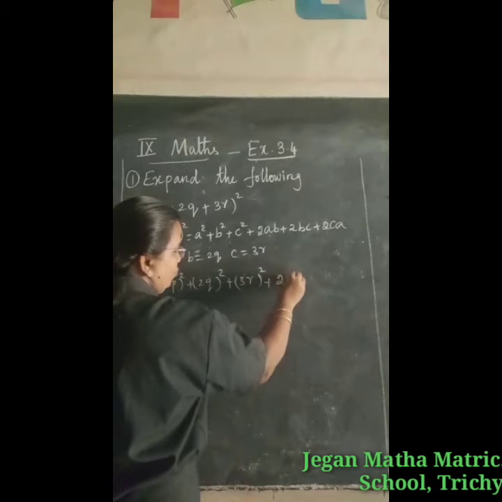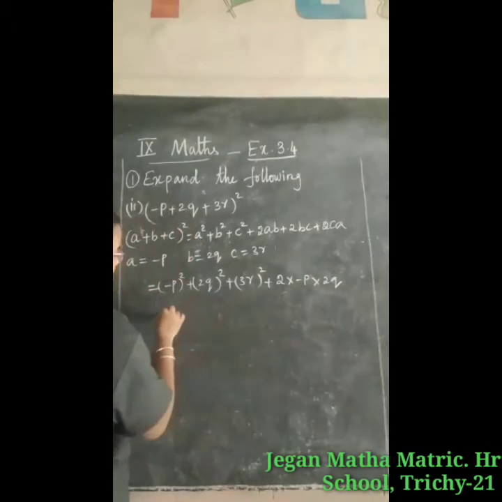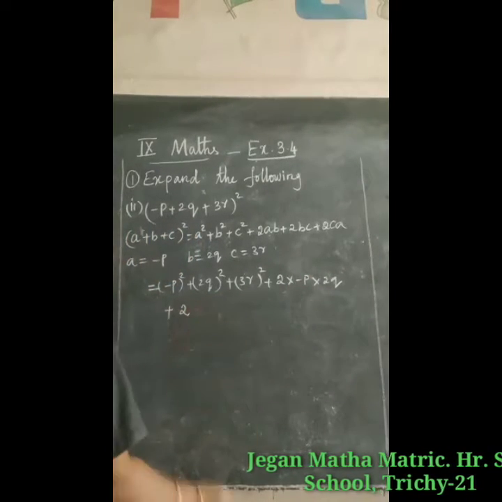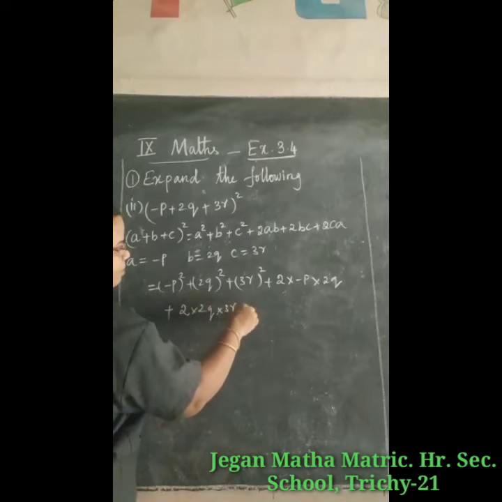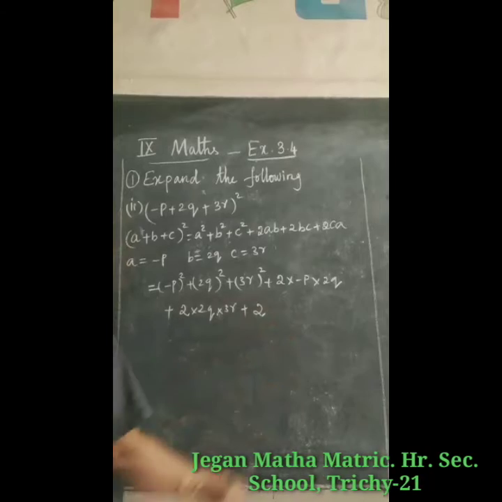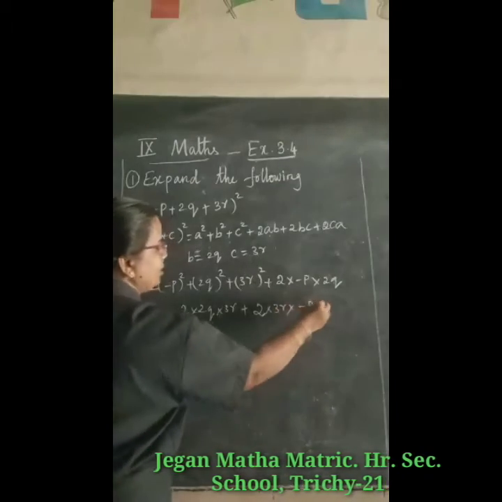2 into minus p into 2q, plus 2 into bc. So into 2q into 3r, plus 2ca. What is c? Into 3r into a is minus p.